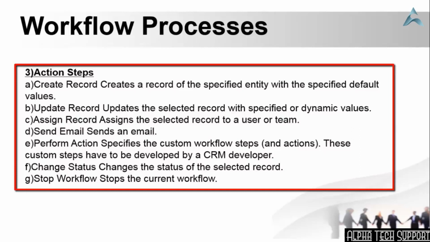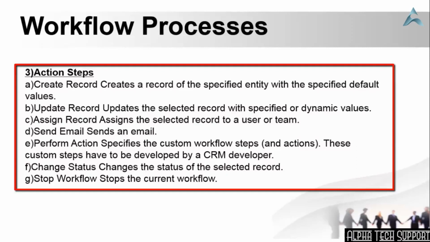Next is send email, which sends an email. So as I mentioned, if department equal to HR, we are going to send an email. So this way we can keep sending an email with the help of send email action. Then there is a perform action step which specifies the custom workflow step and actions. These custom steps have to be developed by a CRM developer.